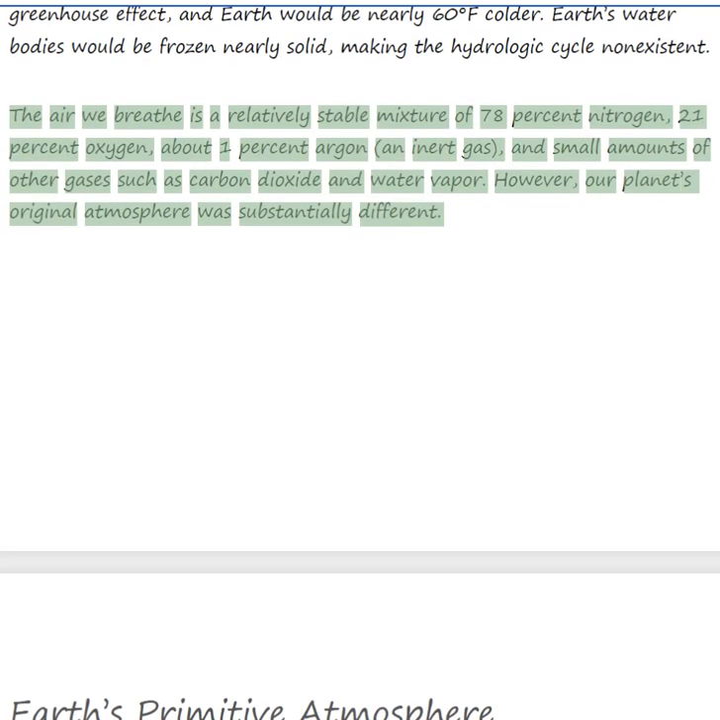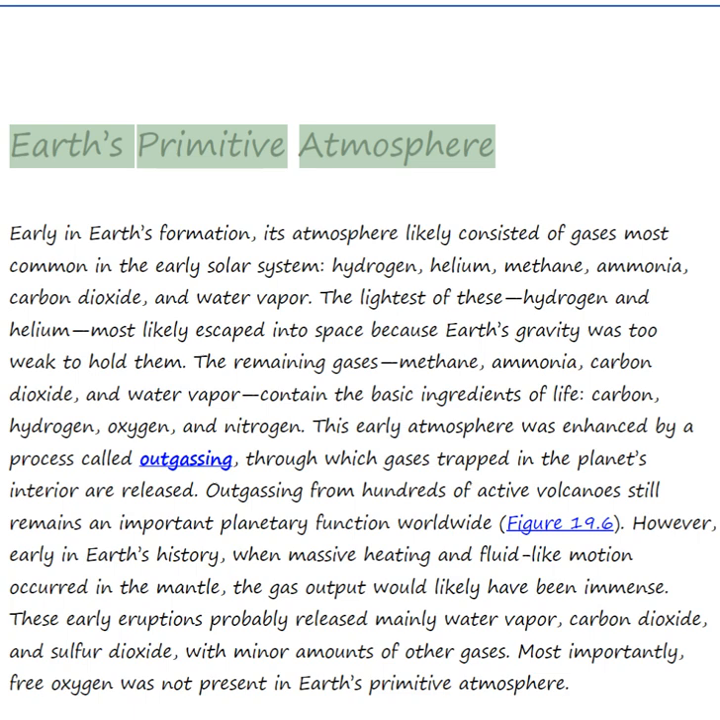The air we breathe is a relatively stable mixture of 78% nitrogen, 21% oxygen, about 1% argon, and small amounts of other gases such as carbon dioxide and water vapor. However, our planet's original atmosphere was substantially different. Earth's primitive atmosphere.